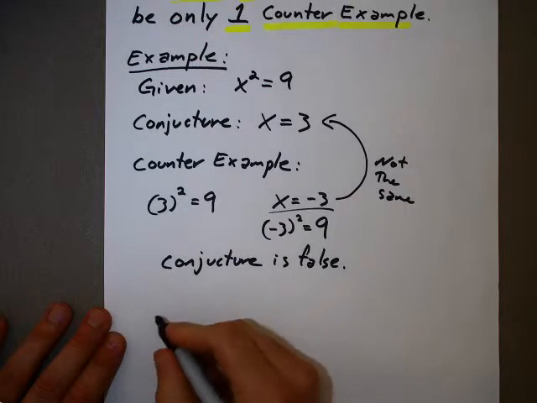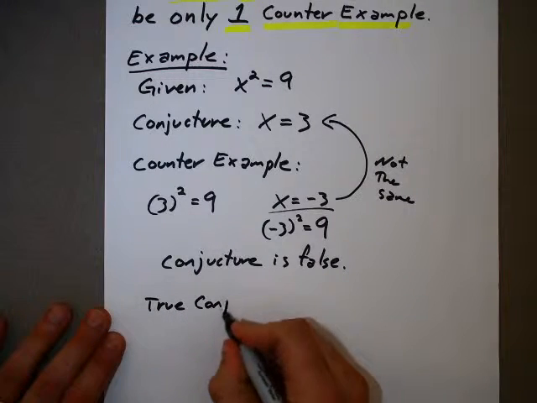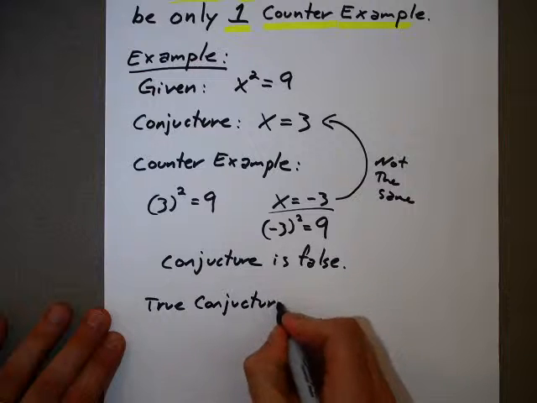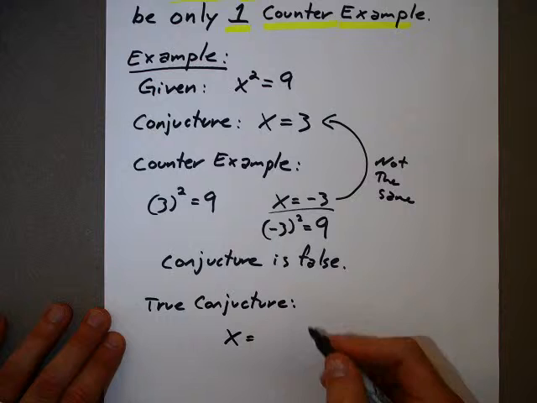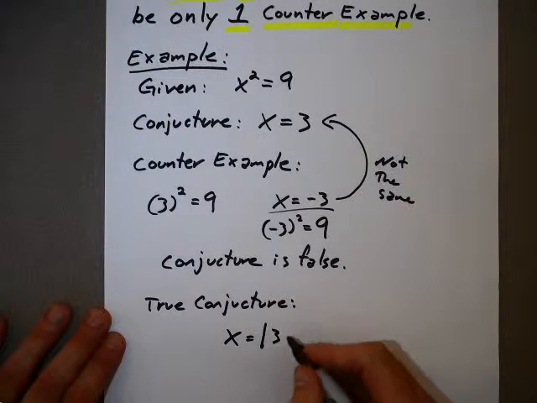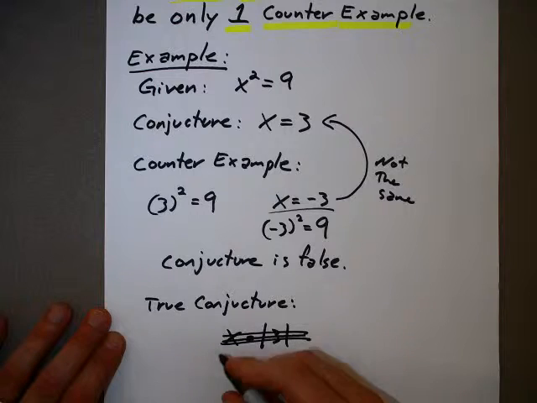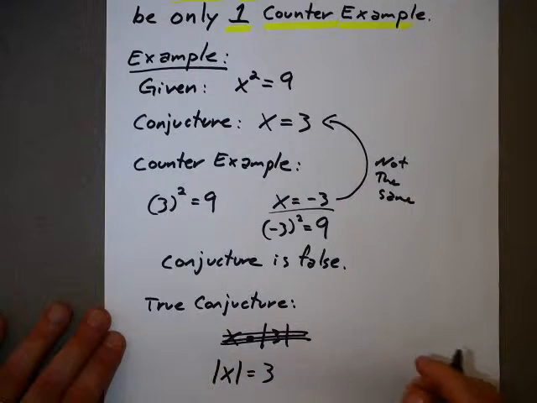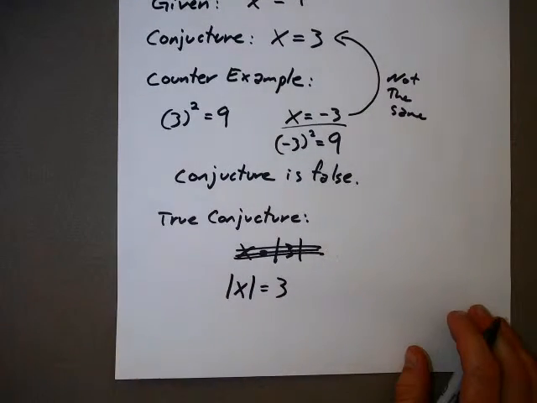One conjecture that you could have, a true conjecture, would be something like x equals the absolute value of 3. That's actually not true. We could say that the absolute value of x would equal 3. That would be a reasonable conjecture.